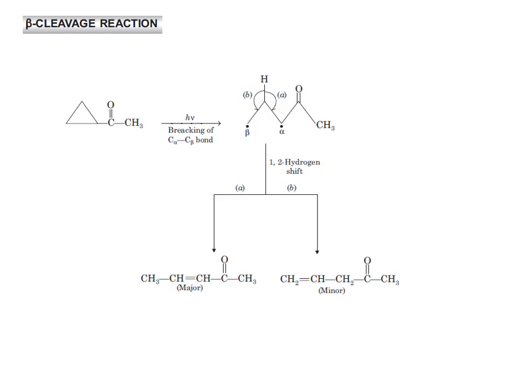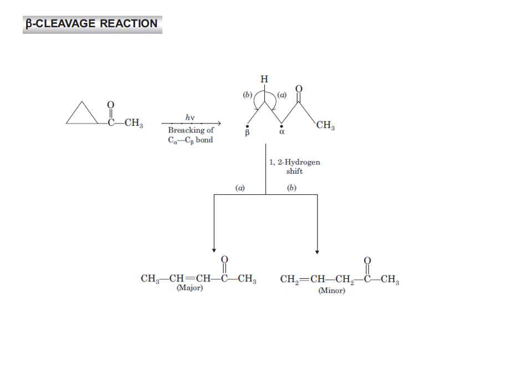Now we are going to discuss the beta cleavage reaction of carbonyl compounds. Some classes of compounds have relatively weak C alpha and C beta bonds, which can undergo cleavage as a result of electronic excitation of the carbonyl group. For example, cyclopropyl ketones are one such class of molecules. Evidence for the interaction between the carbonyl and cyclopropyl groups, which provides a mechanism by which energy may be transferred from the carbonyl group to the bond which is broken, is supported by the UV spectrum.